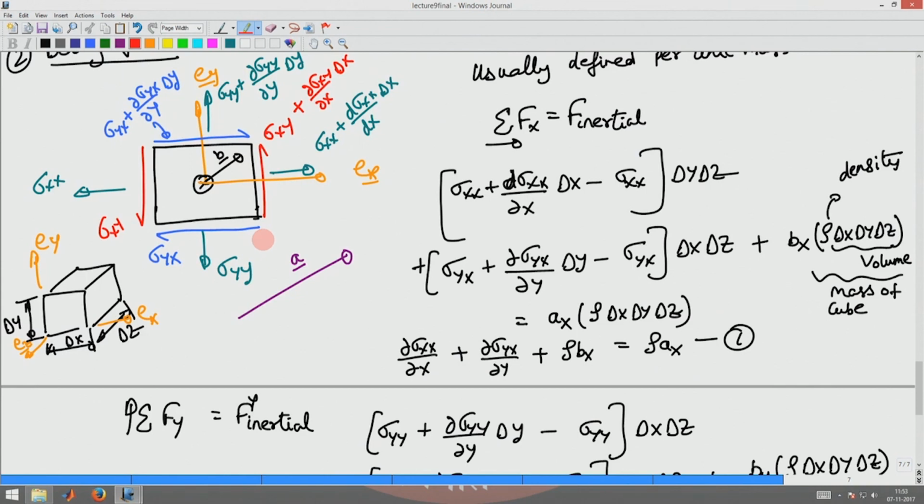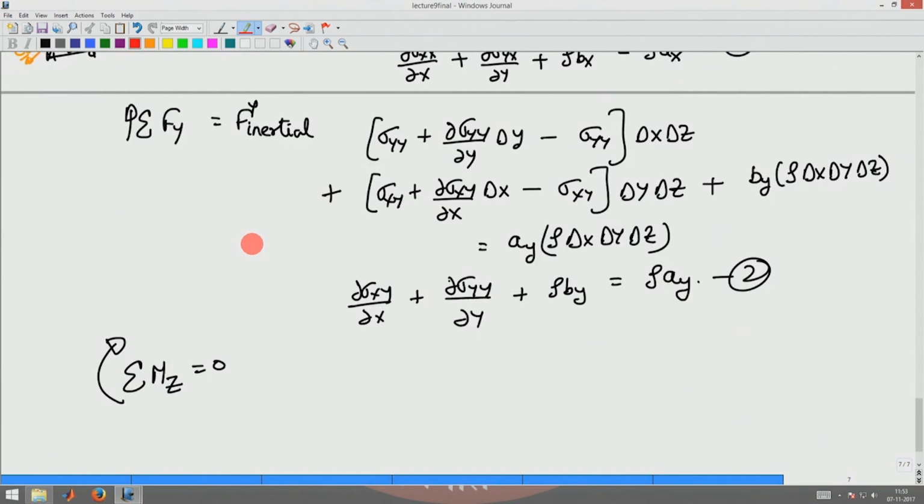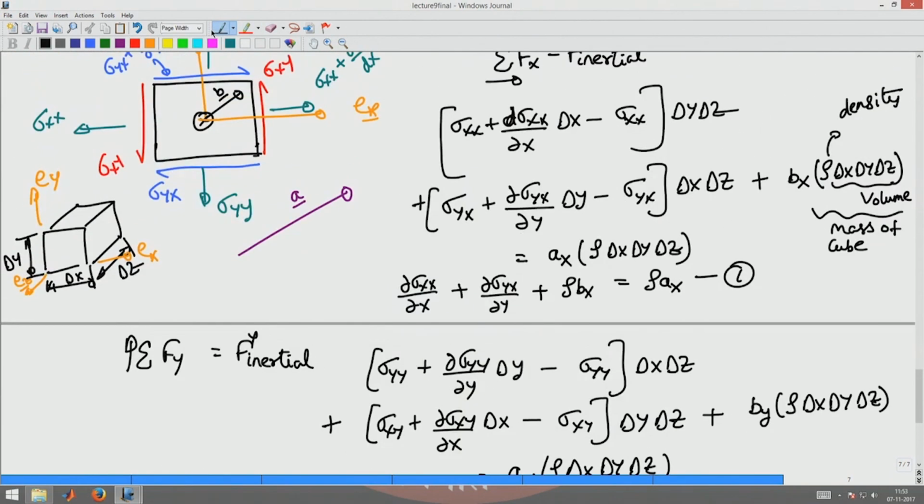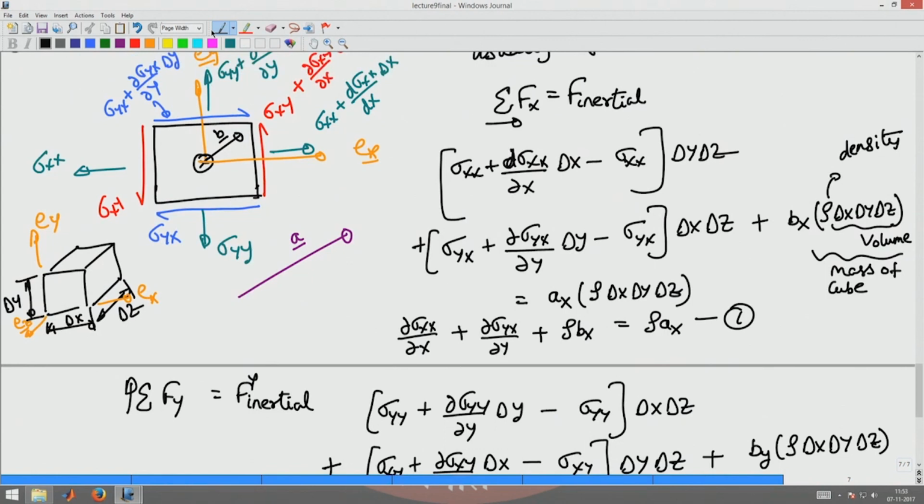Okay. So, what you get is you will have this sigma xy shear stress, which acts on the face delta y delta z and acts at a distance of delta x by 2, and it produces a moment which is an anticlockwise moment.